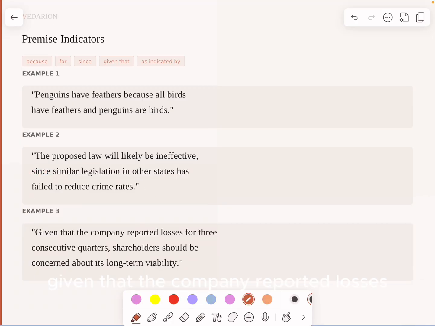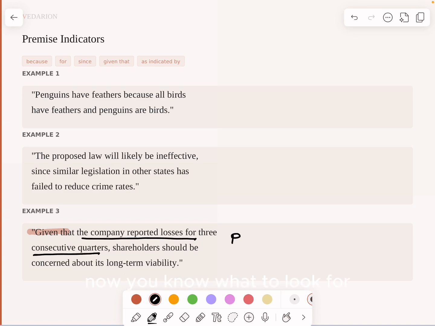Given that the company reported losses for 3 consecutive quarters, shareholders should be concerned about its long-term viability. Do I have a premise indicator? I do, given that. So what's the premise? It's the company reported losses for 3 consecutive quarters.